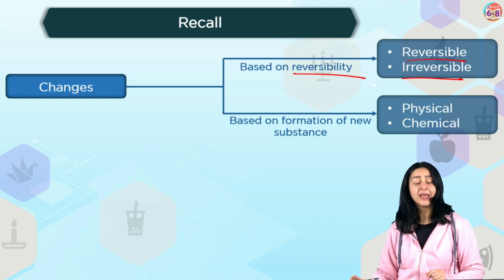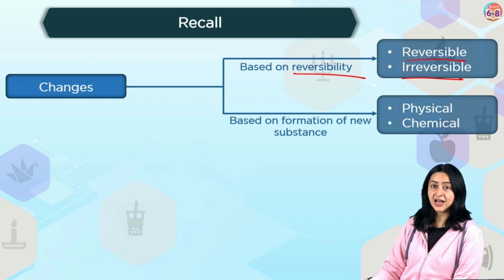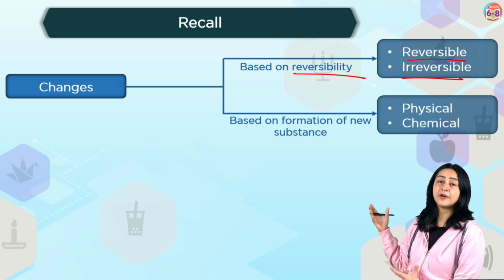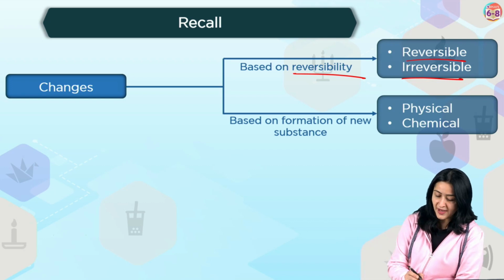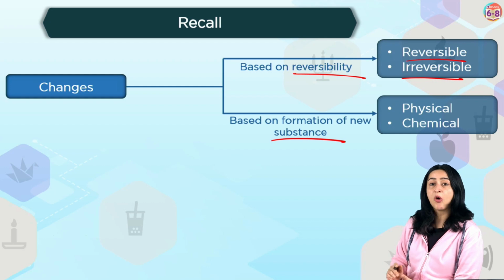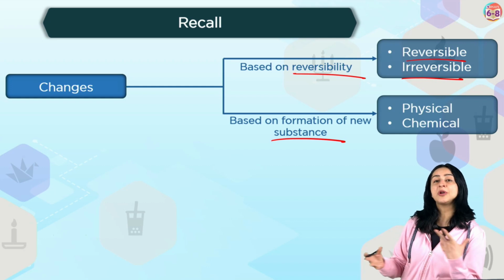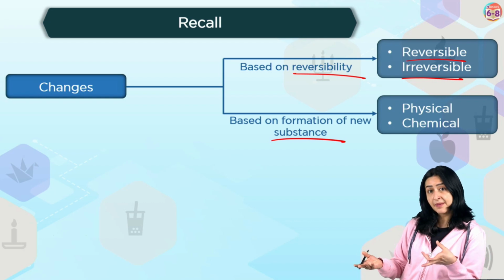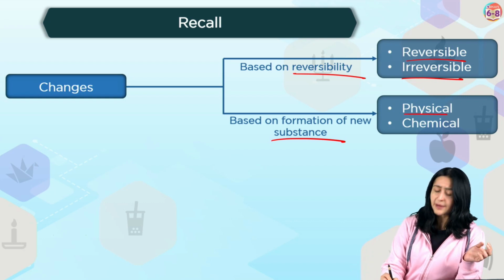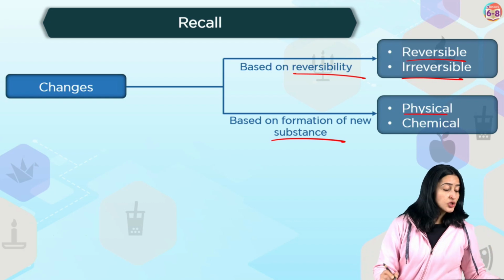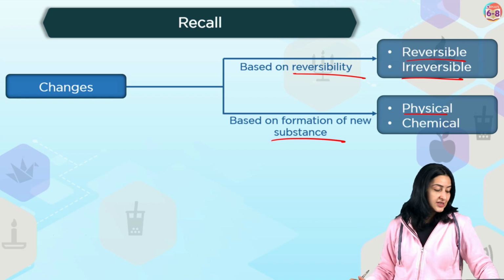Okay? Then we went and we discussed another type of factor in terms of changes, which is basically changes based on the formation of new substances. And here we spoke about 2 different types of changes, physical changes and chemical changes, right? Last time we spoke about physical changes, right? So what did we discuss in terms of physical changes?